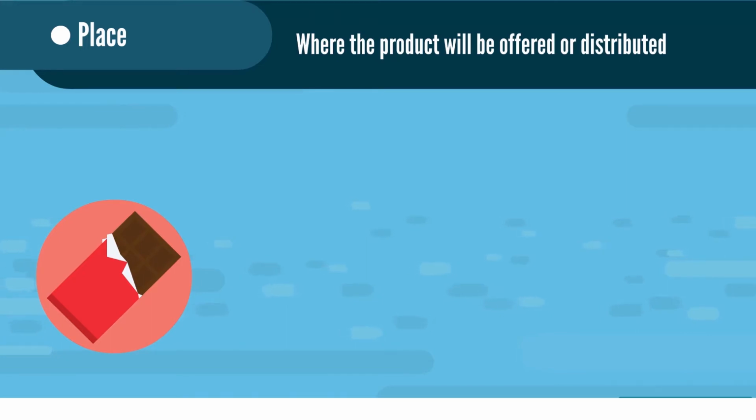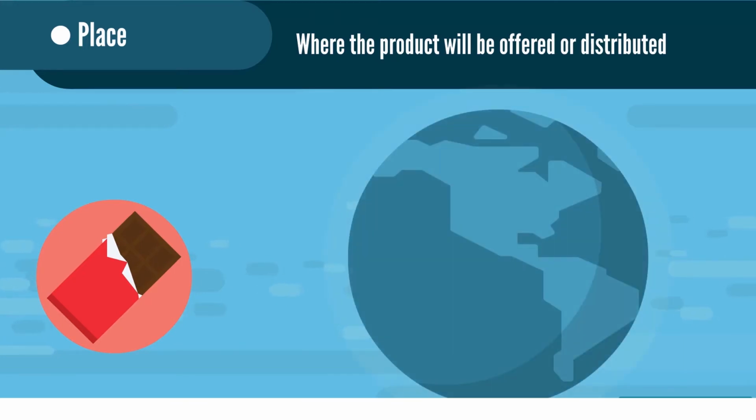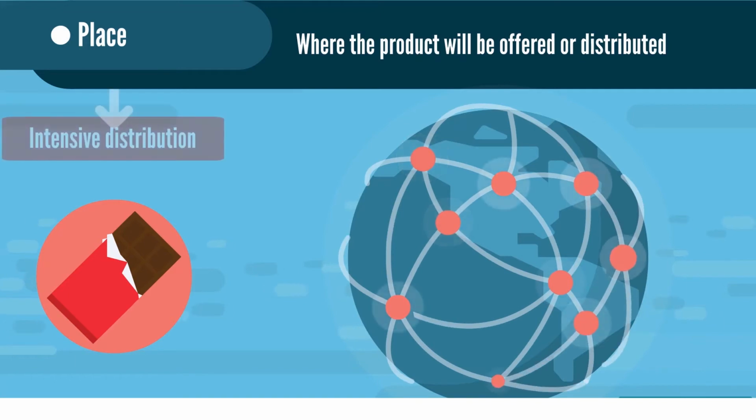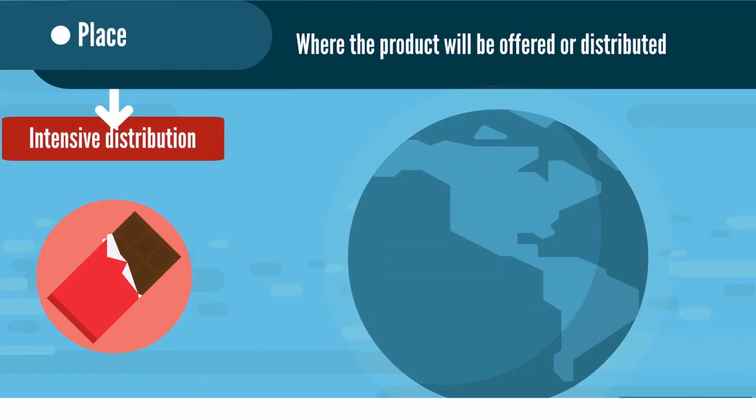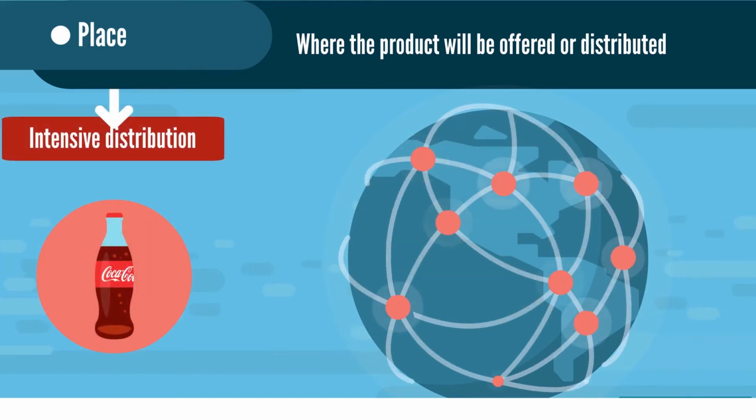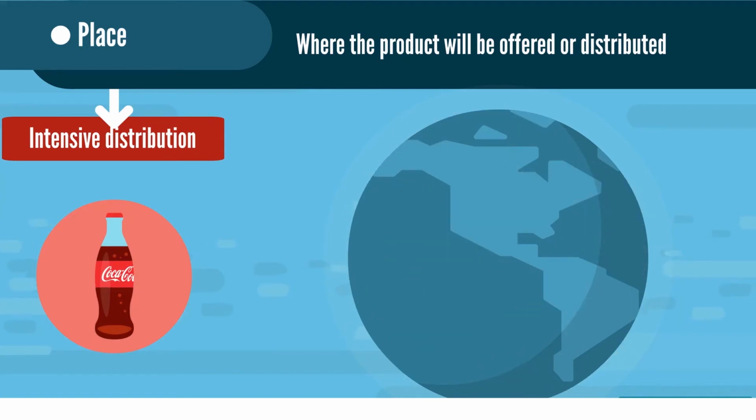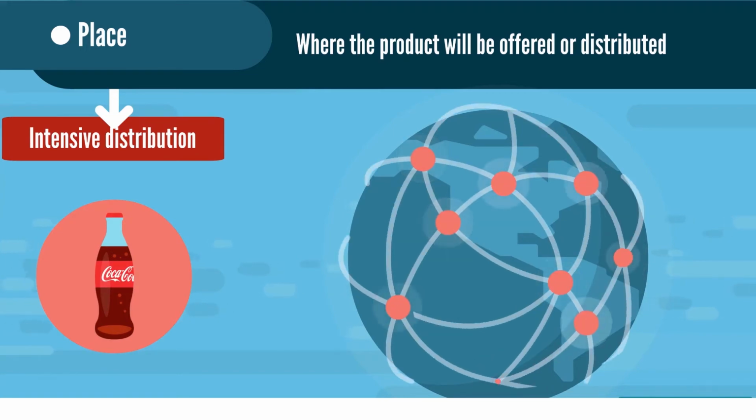If we spread our chocolate bar brand across many different stores, then this is called intensive distribution. Coca-Cola is a great example of that. It's everywhere unless some specific restrictions apply.